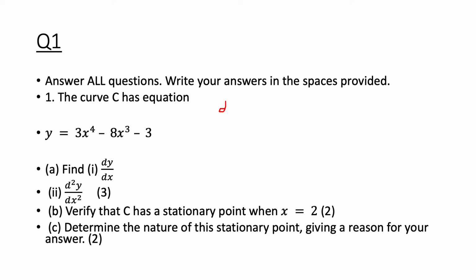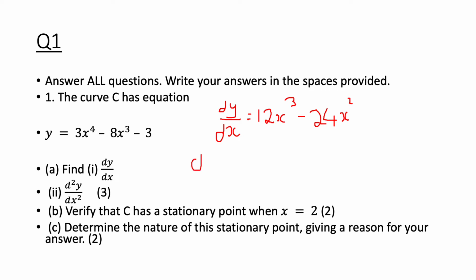Now, differentiating this. Differentiating 3x to the 4, the power comes down as a multiplier, so it's 3 times 4, which is 12, and then it's x, and the power comes down by 1, so 4 take away 1 is 3. Then differentiating 8x cubed, the 3 comes down as a multiplier, so it's minus 24x squared. Okay, so that's my answer for dy by dx.